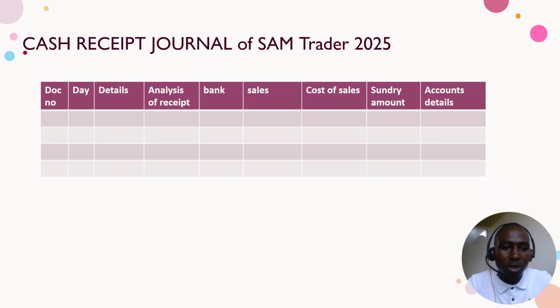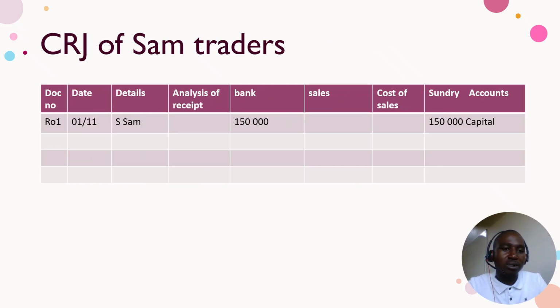Under analysis of receipt, we do not record when the transaction is saying it is directly deposited. When the transaction is saying that the amount was directly deposited into the bank account, we do not record under analysis of receipt. Now, let's see how we can record transaction number one.